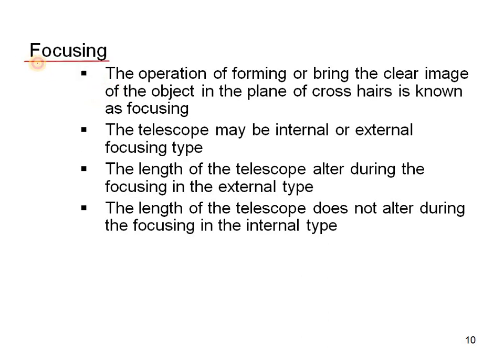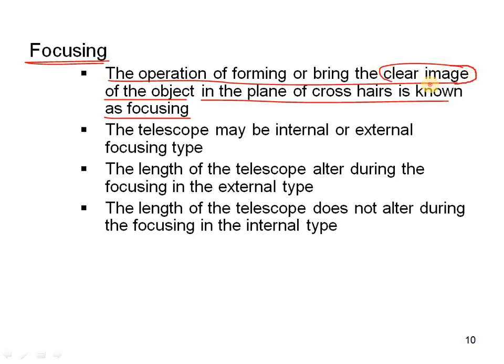And the next one is the focusing screw. This is another main important part. The operation of forming or bringing the clear image of the object in the plane of crosshairs is known as focusing. That means this focusing screw is used for the clear image. When we fix the instrument on the ground, we cannot see the object directly, so some blur will appear on the screen.